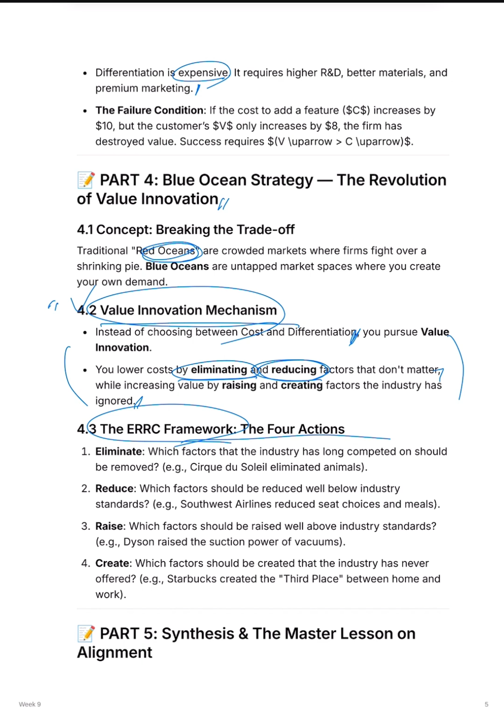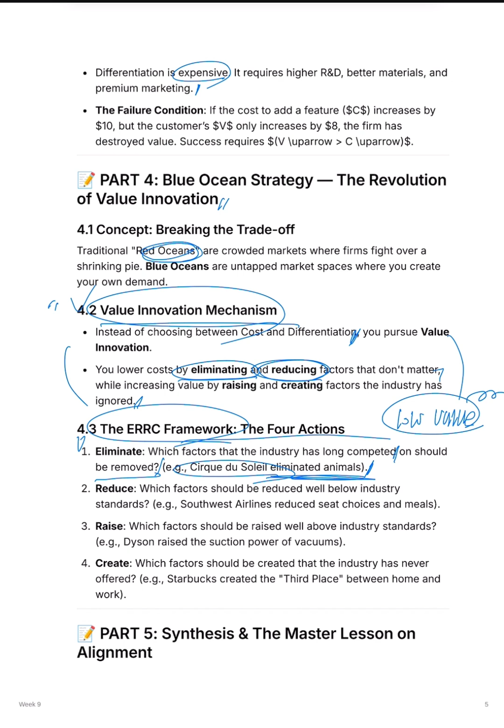question each assumption as well. The first, eliminate. The question is which factors that the industry has long competed on should be removed. The example is that the Cirque du Soleil eliminated animals. The strategy logic is that removing low value and high cost factors lowers your C dramatically and simplifies the offering as well.